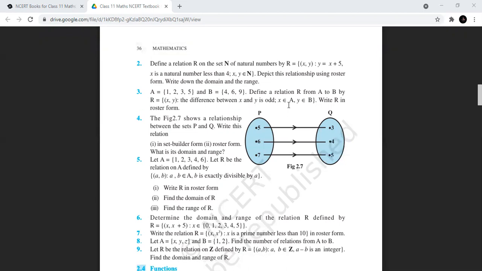So you have to write it in roster form. So you have to just check difference between X and Y should be odd. So I'll start with first entry of X. The first possibility of X is 1. So 1 you have to check now with Y's. Y can be 4, 6 or 9. So 1 and 4. Check the difference. 1 minus 4 or 4 minus 1. Difference between that, absolute value can be taken. All right. So 4 minus 1, that's 3, which is odd.